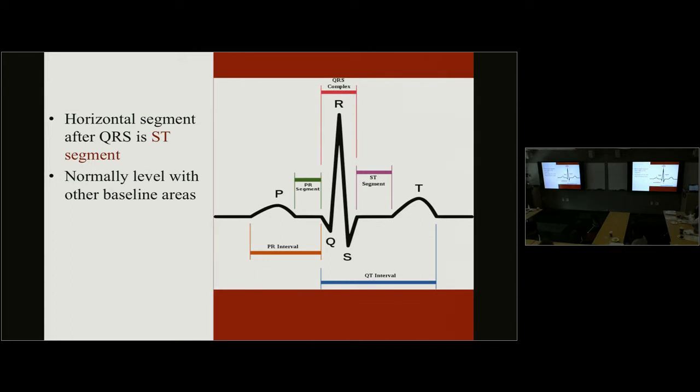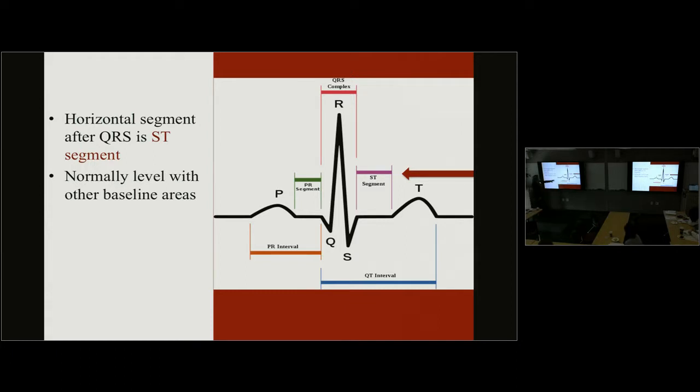Okay. The horizontal segment after your QRS is called your ST segment. And that's going to be important. You'll hear that term around. So your ST segment is here. And this is one of the areas people like Rhonda, who do more in acquired heart disease, look at to see changes that might indicate someone's having a heart attack or having trouble getting blood to their heart muscle. So that's a very important part.